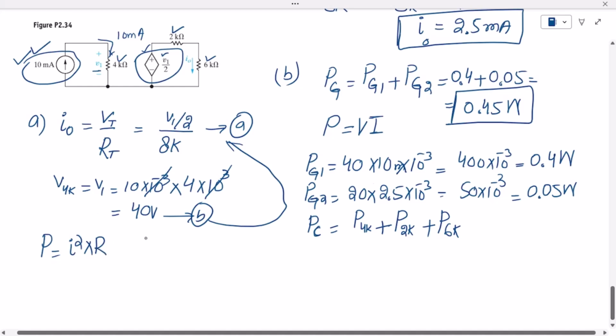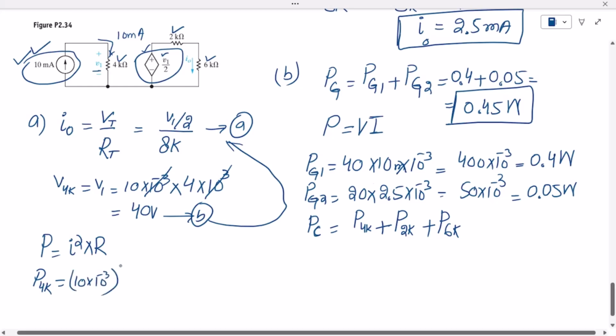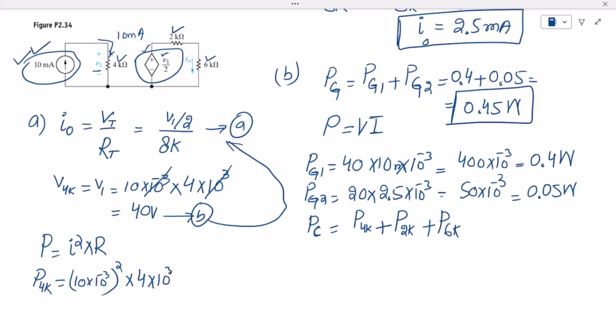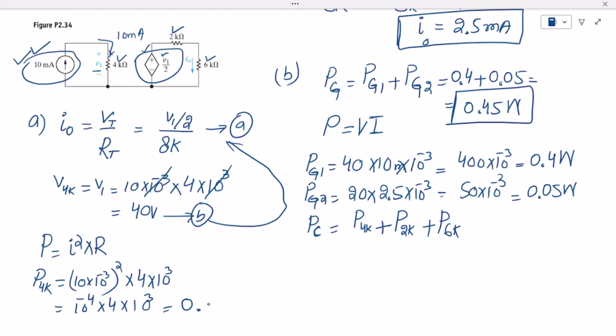So therefore now for 4K, if I want to find out the power for 4K, the current through it is 10 milliamps. So 10 into 10 to the power minus 3 square into 4K. So 4 into 10 to the power 3. Or it will be 10 to the power minus 4 into 4 into 10 to the power 3. So it will be 0.4 watts. You can calculate it and you will see that it will be 0.4 watts.